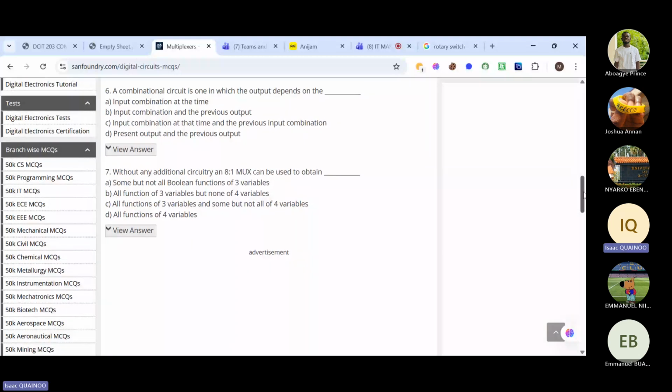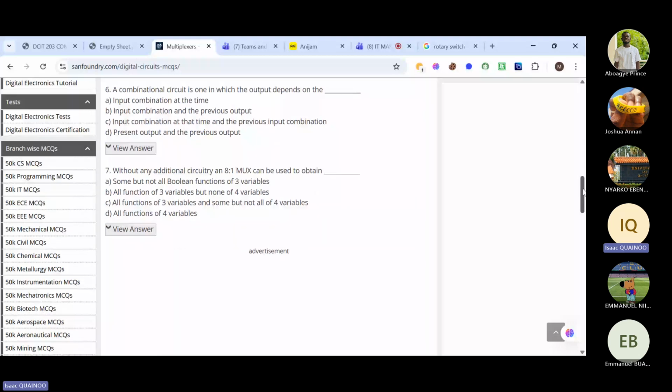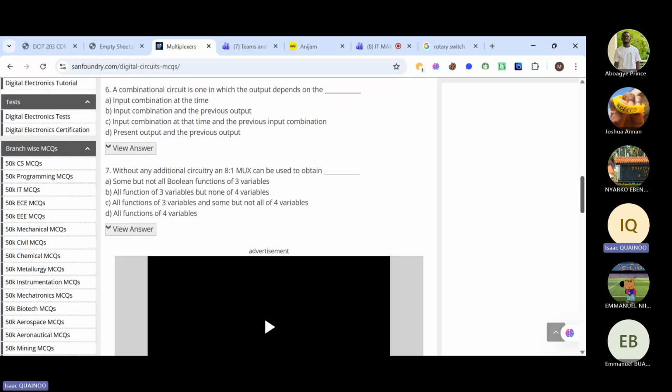So question 6, a combinational circuit is one in which the output depends on A, input combination at a time, B, input combination and the previous output, C, input combination at the time and the previous input combination, and D, present output and the previous output. Input combination at a time. Exactly. Combinational is only the input combination.